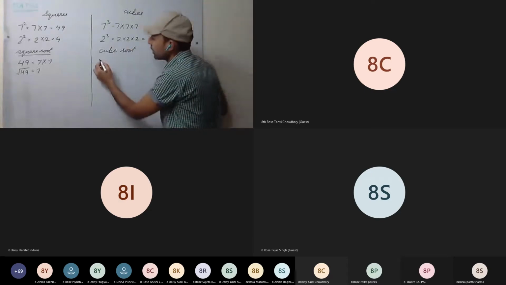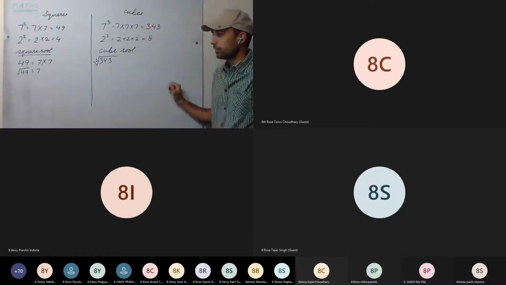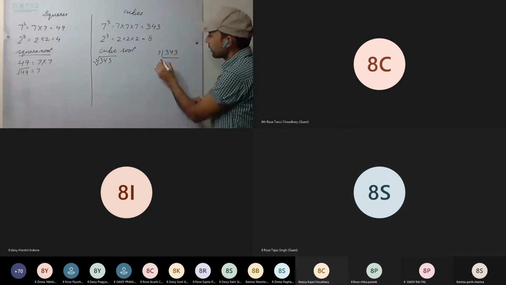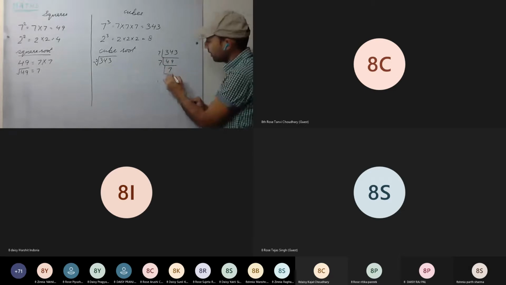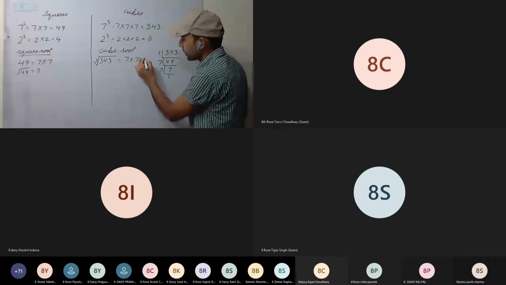Here, cube root of 343. Cube root is written like this. Is this clear? And now factorize it. 343, 49, 7, 1. So 7 into 7 into 7.